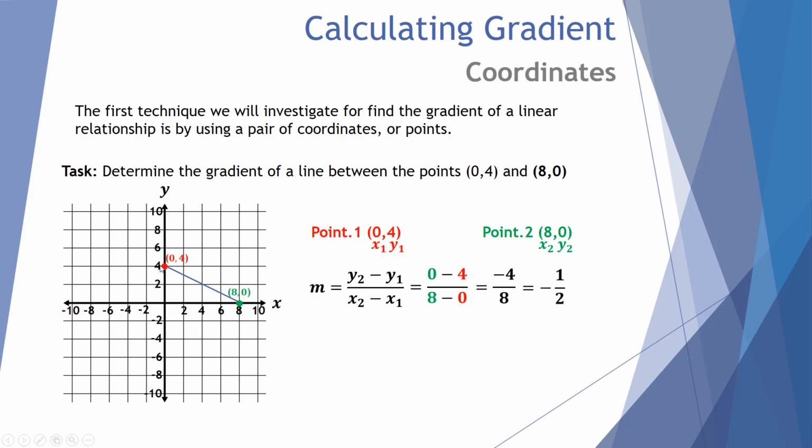Okay, let's check that. From our first point to our second point, yes, it is moving downhill, so negative makes sense. And the half, if we look at this, every time you move across 1, we find the gradient only goes down a half. If we moved across 2, it will go down 1. If we move across 4, it will go down 2. So it's actually only declining by a half every unit we move across in the x direction. So the gradient between the points 0, 4 and 8, 0 is negative 1/2.